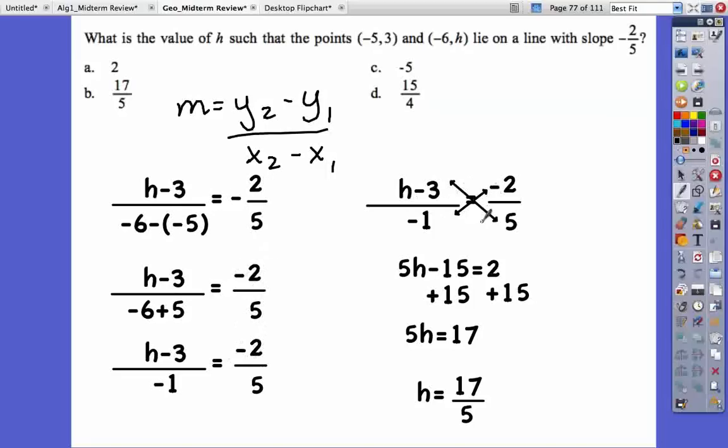Cross multiply. You get 5 times h, which is 5h. Bring down the minus. 5 times 3, which is 15. -2 times -1 is +2. Add 15 to both sides. Then divide both sides by 5. And you get h is equal to 17/5. Your correct answer is B as in boy.